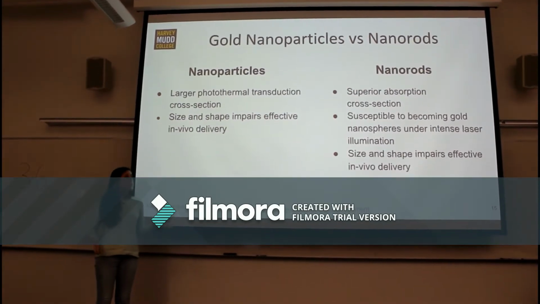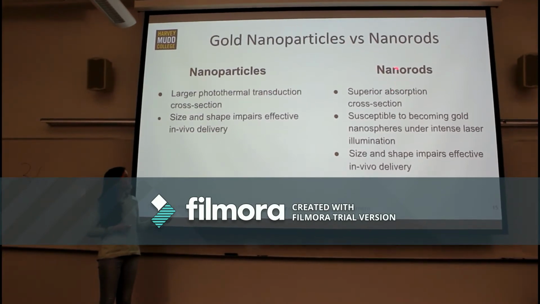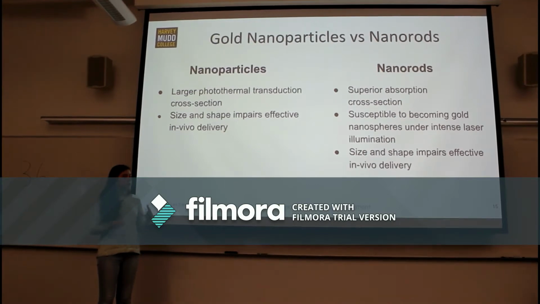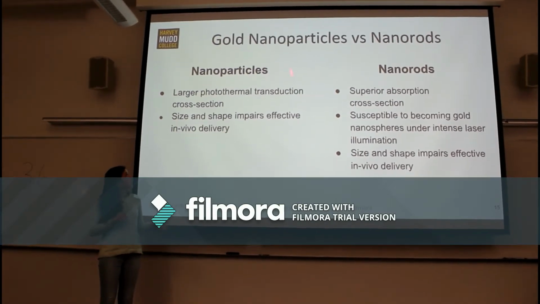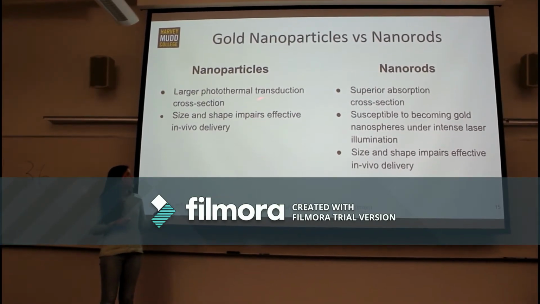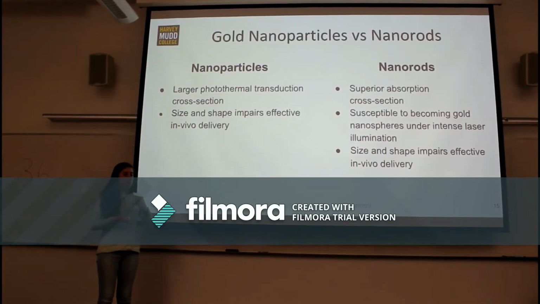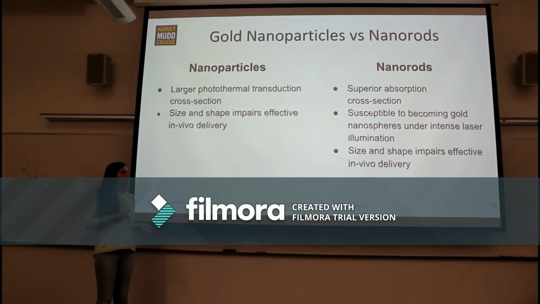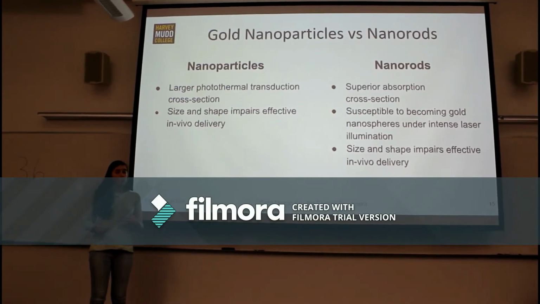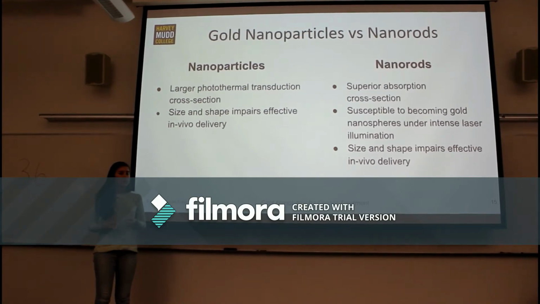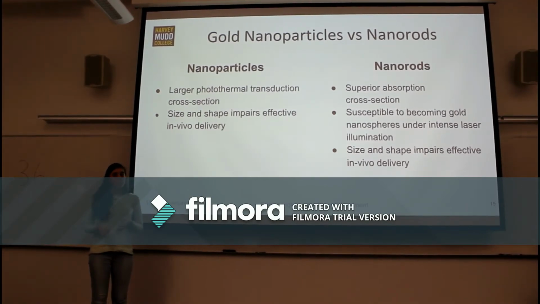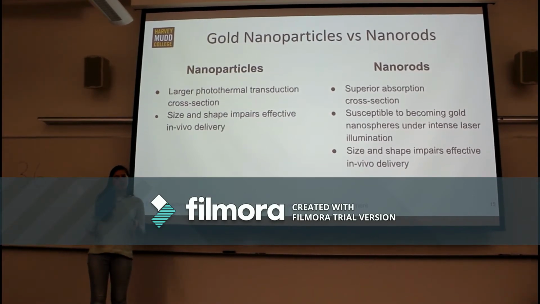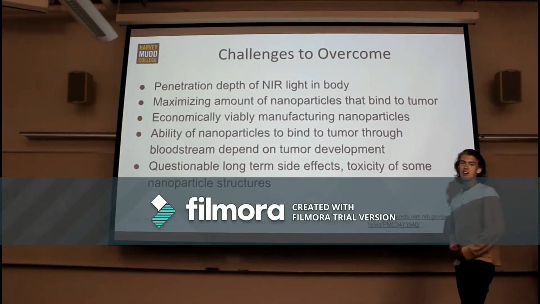So to compare these two, we have nanoparticles and nanorods. They both have a size and shape that impairs effective in vivo delivery. However, nanoparticles have larger photothermal transduction cross-section, which I think means that you can disperse the heat better throughout the tumor. Nanorods, on the other hand, have superior absorption cross-section, so they can absorb more light to turn into heat, but they're susceptible to becoming gold nanospheres when they're given too much intense laser illumination.